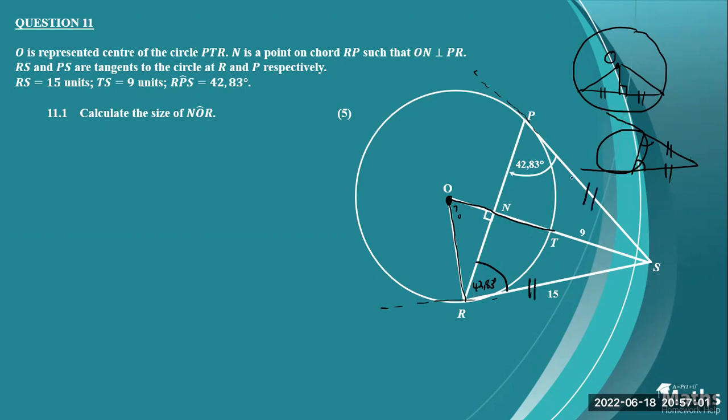See, because these two lines are equal. So if this is 15, that will also be 15 units. So that's, you know, it's not that we can see the answer yet, but it's something we can write down. So we're going to say that SP is equal to SR, because it's tangents from the same point, same exterior point.